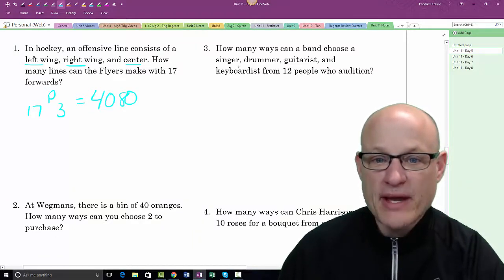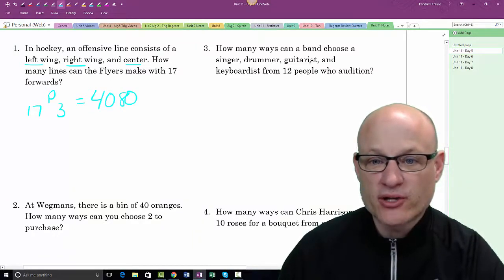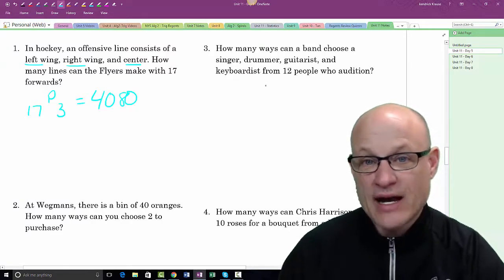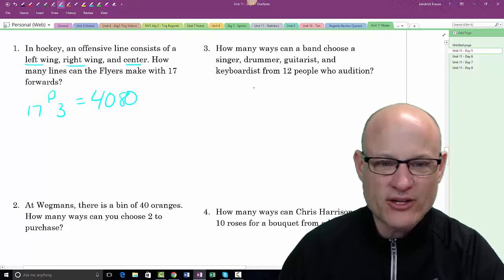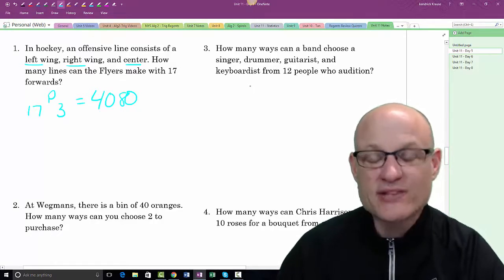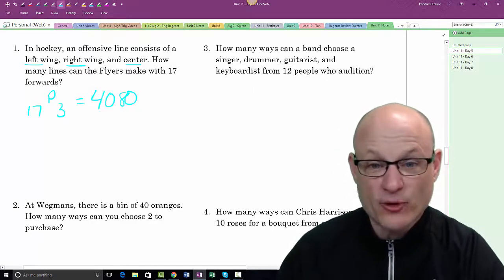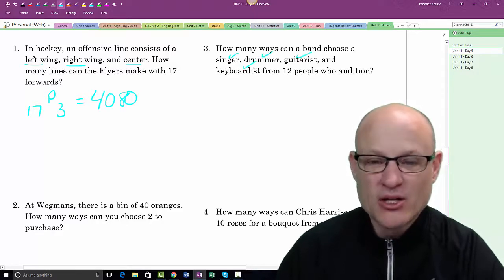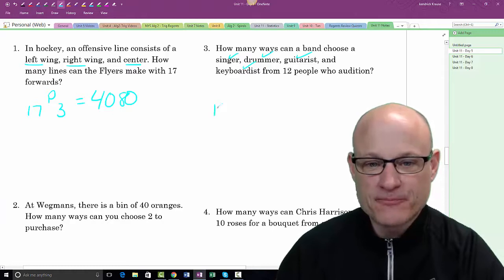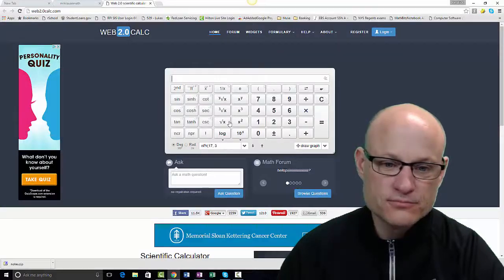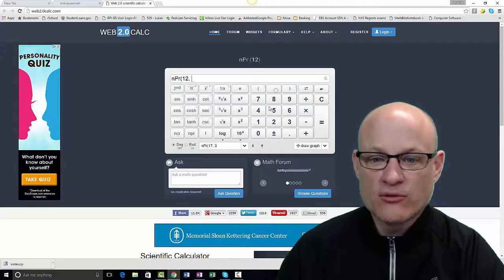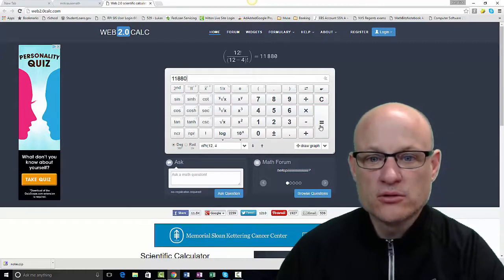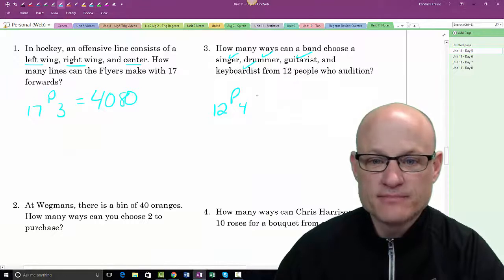How many ways can a band choose a drummer, a singer, a guitarist, and a keyboardist from 12 people who audition? Again, these aren't the greatest questions. I should have picked better questions than these. Let's assume that whoever I pick first has to be the singer, who has to be the drummer, and so on. When those are has-to-be's, it's P. So this would be 12 pick 4, 12 comma 4, 11,880.